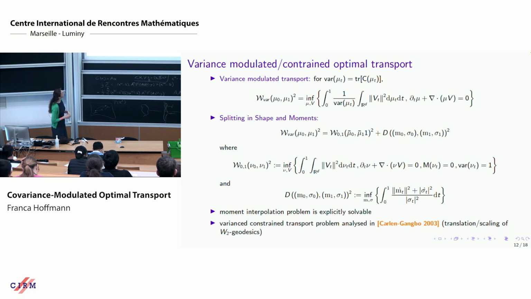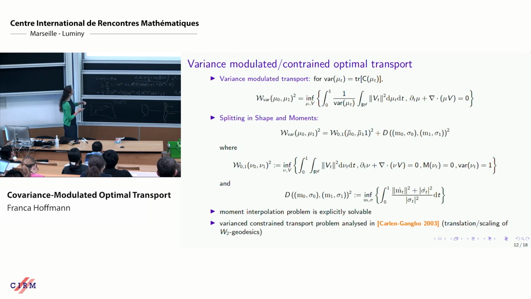And what I mean by that is now instead of just weighting the inner product with the inverse of the covariance, you're weighting the inner product by 1 over the variance. And this is much easier because now you have a scalar, not a matrix, right? And you can have the same splitting into a constraint distance, which is the shape part, and then the moments, where now instead of the covariance, you look at the variance of your densities.